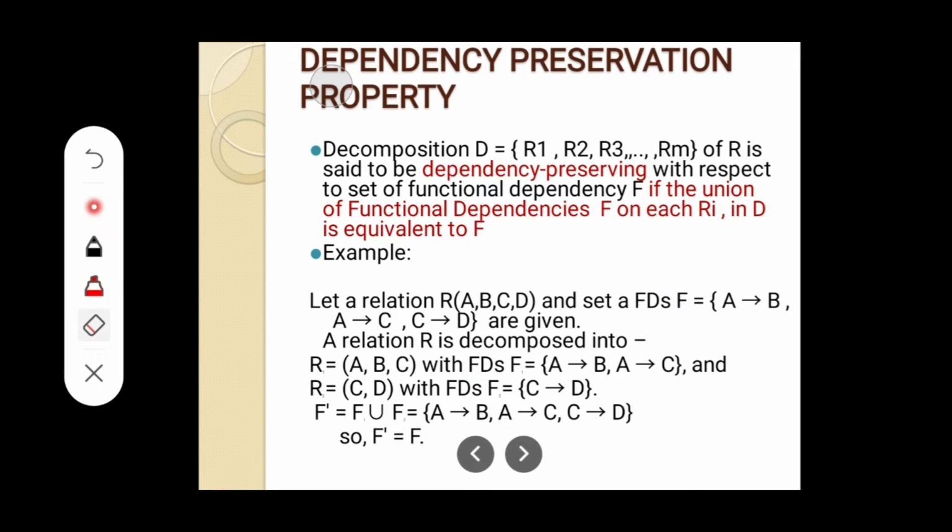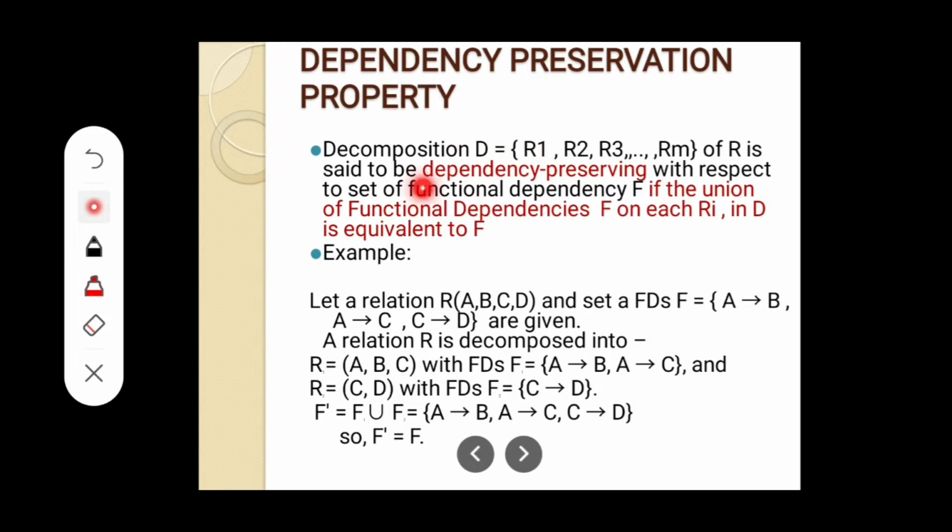The next property is dependency preservation property. So what do you mean by this dependency? Dependency is nothing but the functional dependency. So what is functional dependency? Functional dependency gives the relationship between the attributes. So dependency preservation property means that when we decompose a universal relation into sub-relations, the functional dependency must not be lost. Okay, that is the condition.